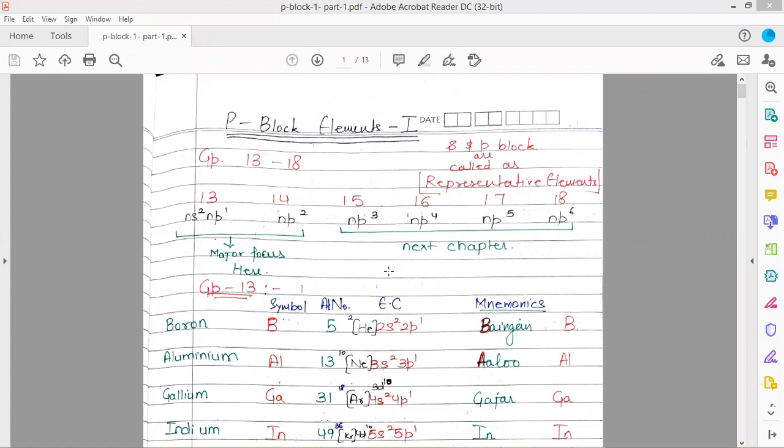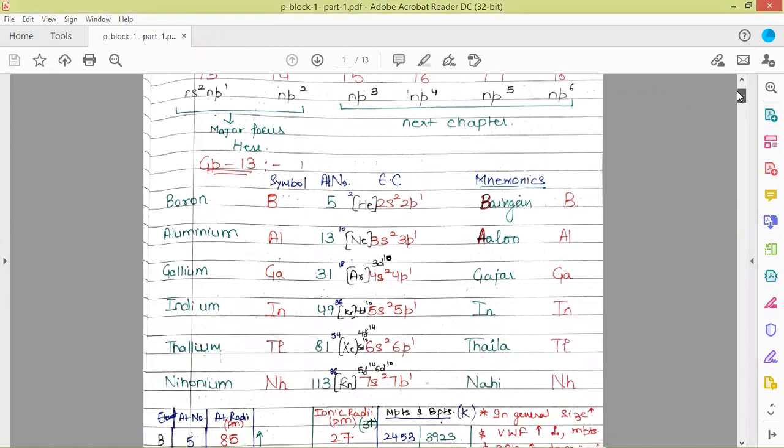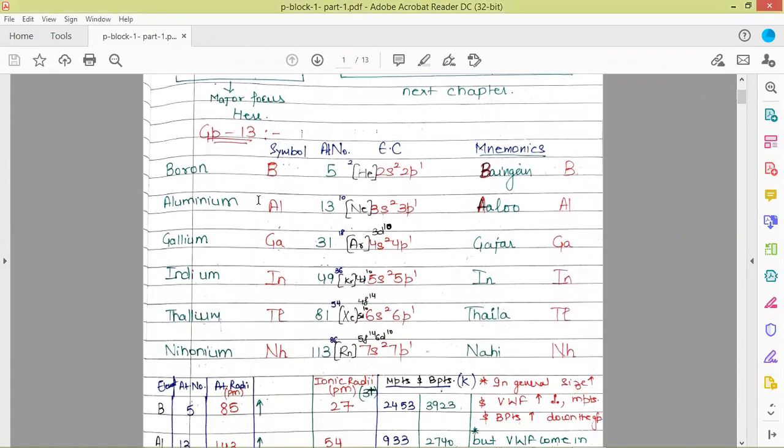So these are the members of group 13. Here are the names, that is boron, aluminium, gallium, indium, thallium, and nihonium. Symbols are B for boron, Al for aluminium, Ga for gallium, In for indium, Tl for thallium, and Nh for nihonium. Their atomic numbers have been written here and the corresponding electronic configuration. Electronic configuration for group 13 elements is ns2 np1.